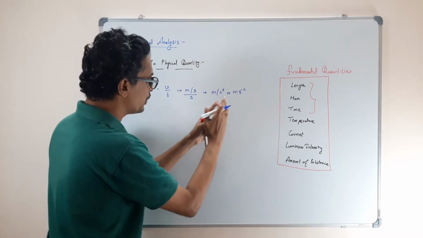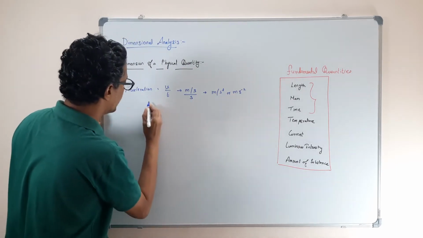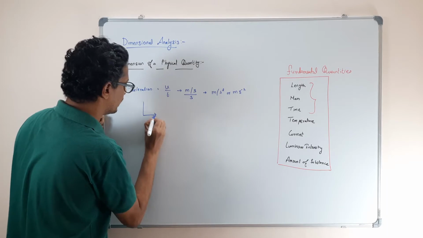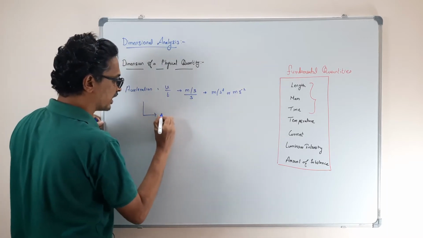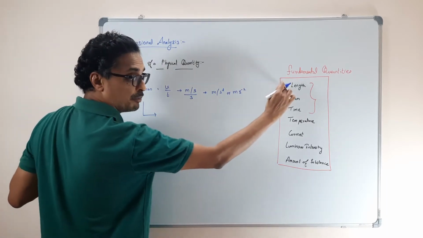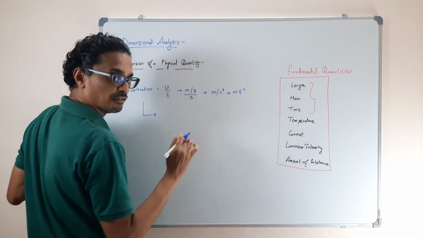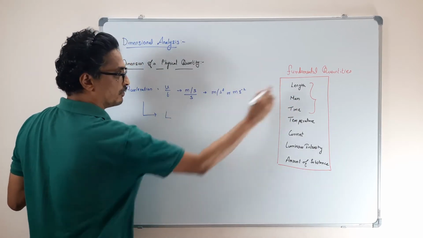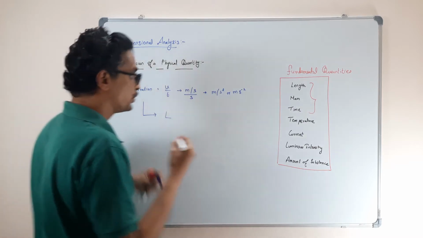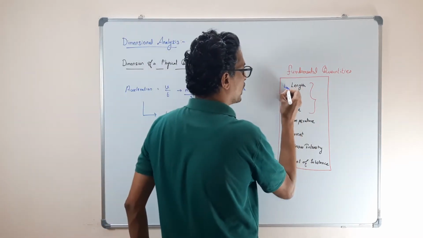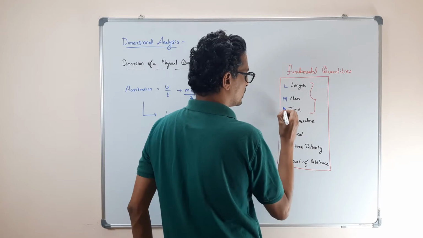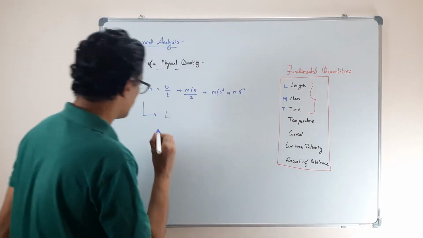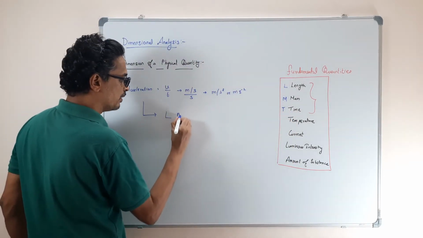So then, to find the dimension of acceleration, the important thing is the three fundamental quantities. Let us write L for length, M for mass and T for time. So I am going to write it as L, M and T.